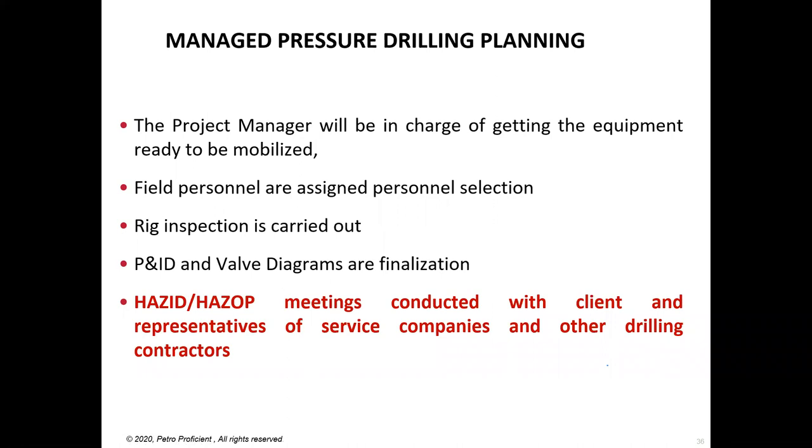The P&ID, for those who don't know, is basically a process and instrumentation diagram. It's a very important piece of document in any process, and we will see that in our next slides. And then one of the important steps is to carry out HAZID and HAZOP meetings with client representatives, the service companies, as well as other service companies. They should be aware of all the hazards associated with this operation.